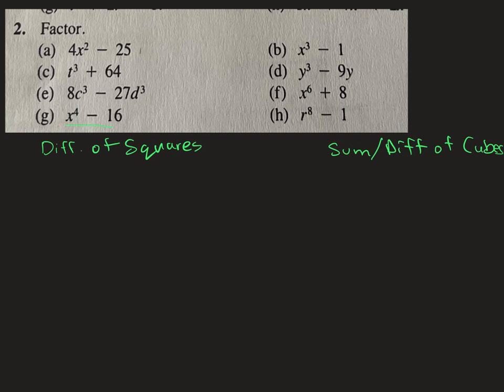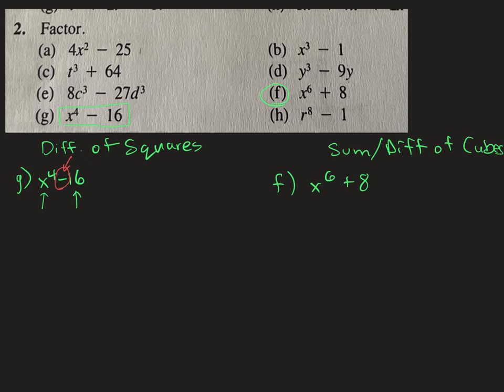So, for instance, if we were to look at g here, x to the 4 minus 16. If each term in that expression is a perfect square, then you should be able to do difference of squares. And if each term is a perfect cube, like f, x to the 6 plus 8, then you should be able to do sum or difference of cubes. Now you'll notice, in order to factor a difference of squares, if they're both squares, it has to have a minus sign in the middle. So this has to be a minus sign.